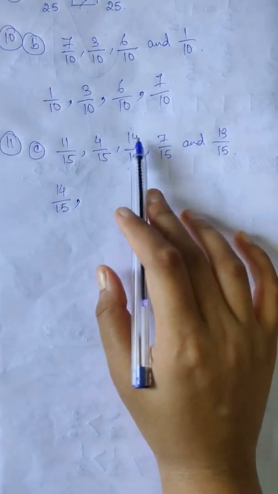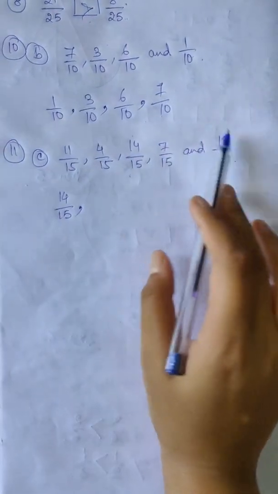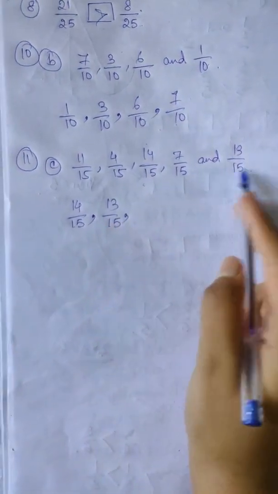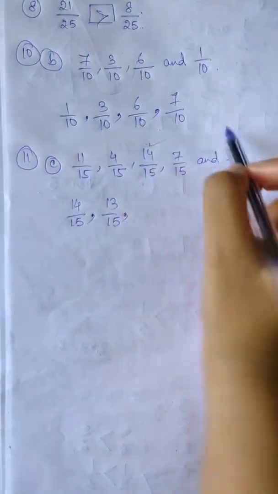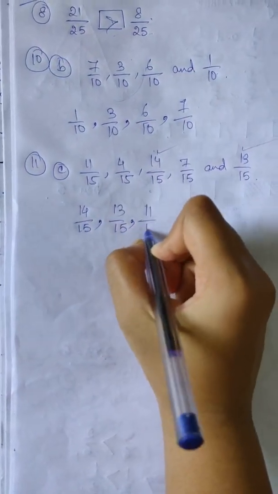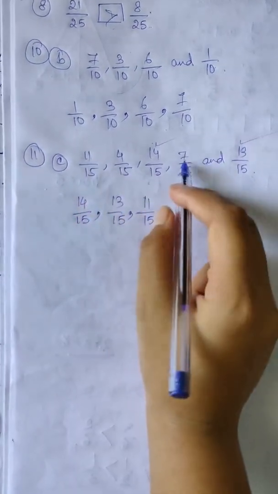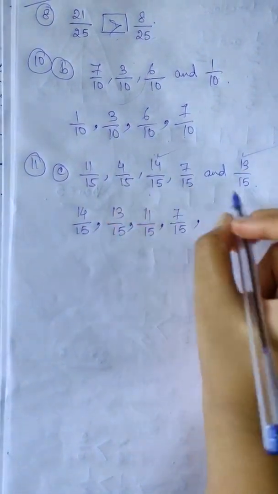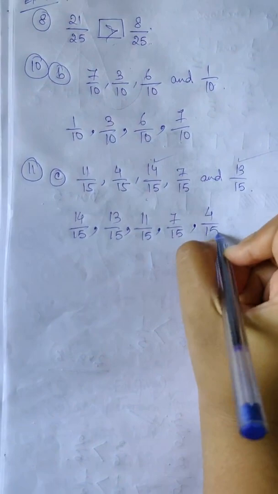Now the next fraction will be the number less than 14. So after 14 we have 13 by 15. So these two are done. Then next we have 11 by 15. After that we have 7 by 15. And the last one we have 4 by 15. So this is how we will arrange them in descending order.